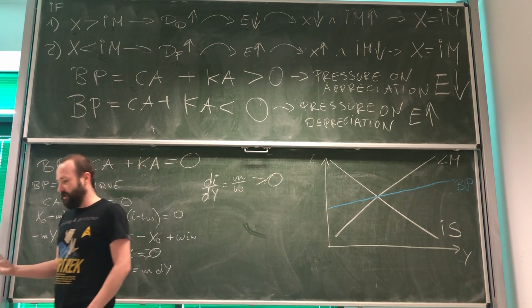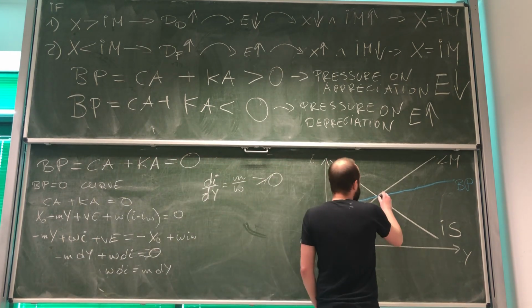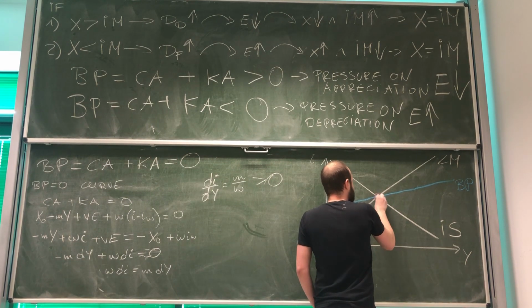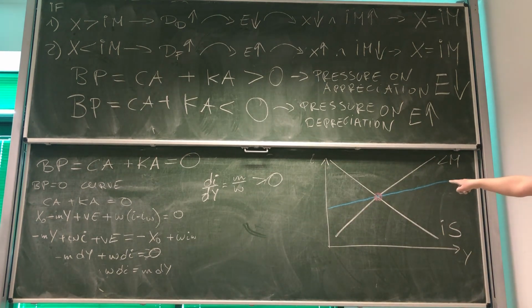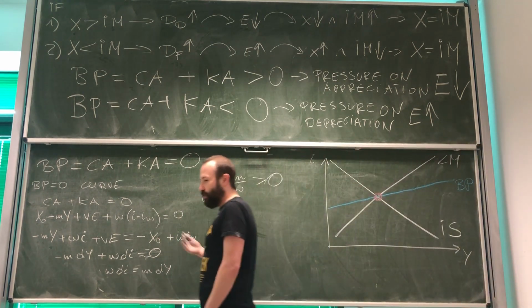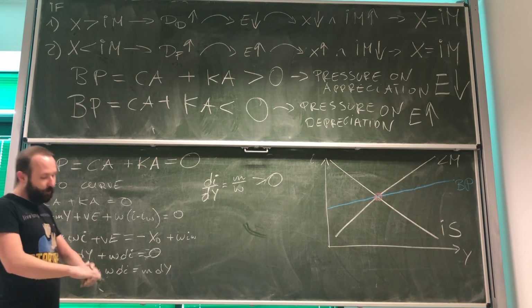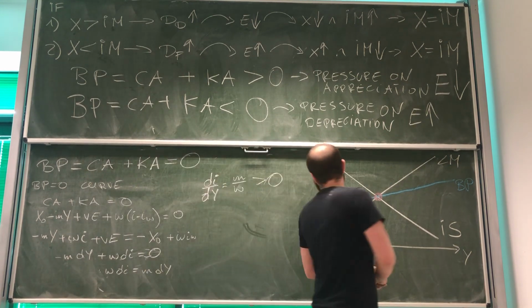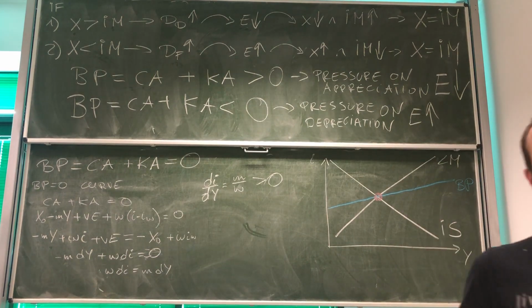Okay, and the final question is, do those three curves actually intersect at one specific point? And the answer to this question is going to be the topic of the next video, in which we are going to find the equilibrium. We're going to prove that there exists an equilibrium in the linear IS-LM-BP model. Okay, thank you for your attention and see you in the next video.